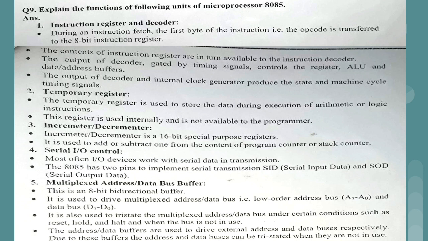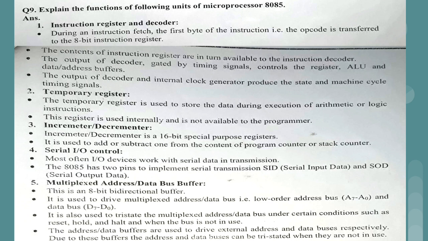Out of those 16 address bus lines, 8 are used as a data bus, and that depends upon when we set a particular value of the register. So a multiplexed address bus means this particular type of bus is a bidirectional buffer. An 8-bit bidirectional buffer means we have a total of 8 data lines which are bidirectional in nature. The data lines are named D0 to D7.